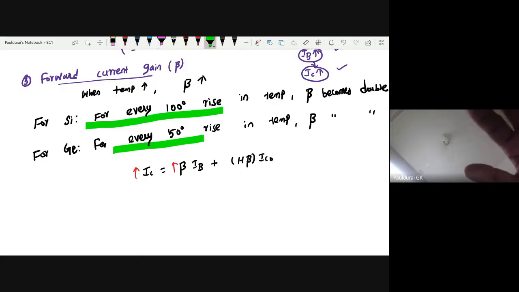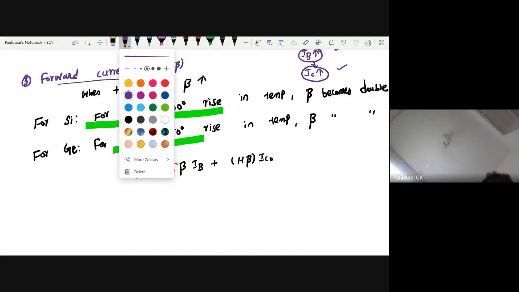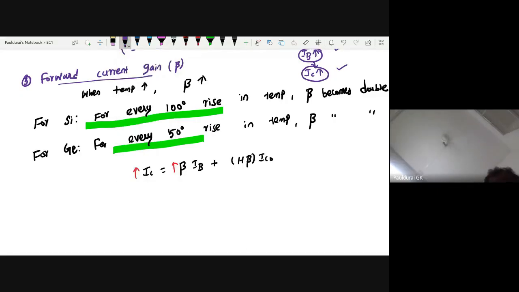See the beauty? Up to 100 degrees Celsius, in which does beta remain constant? In silicon it remains constant. But whereas in germanium, even when it rises by 50 degrees, what will automatically happen? Beta becomes double, and what will happen? The Q point will automatically be moved. Then you will get distorted output. Okay, so this is called thermal stability. Make a note. Thermal stability.